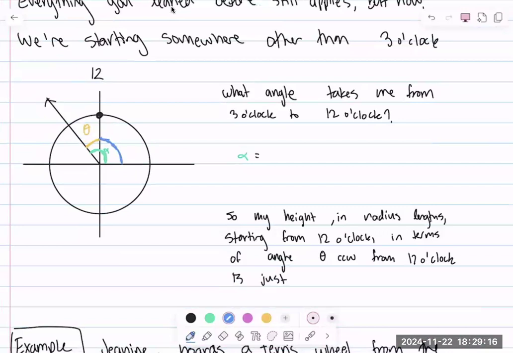What proportion of a full rotation is this, and then use that to find the angle measure in radians. This right here is a measure of pi over 2. Or in other words, my angle from 3 o'clock is just pi halves plus theta, okay?